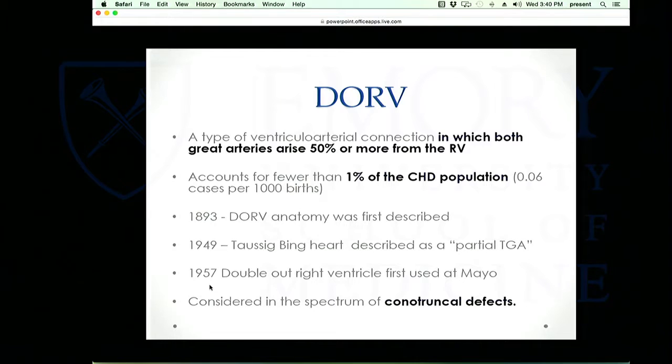It was first described in 1893, and then I think at Johns Hopkins they first started describing the Taussig-Bing heart, which they called a partial transposition of the great arteries. And then Mayo finally used the term double outlet right ventricle in 1957. It's a part of the conal truncal defects family, so those are tetralogy of Fallot, transposition of the great arteries, interrupted aortic arch. So it's within that spectrum.